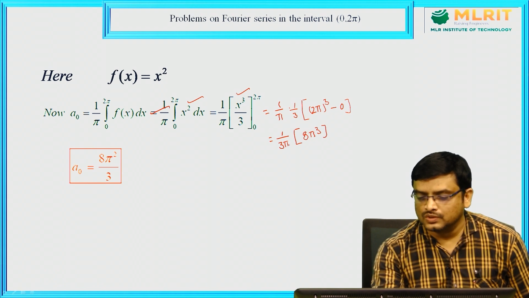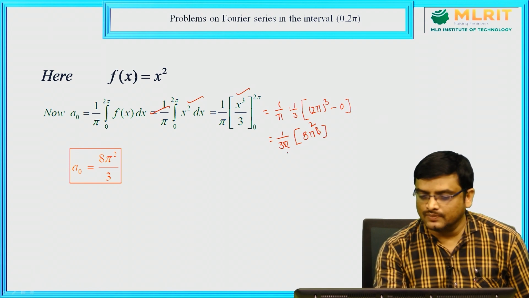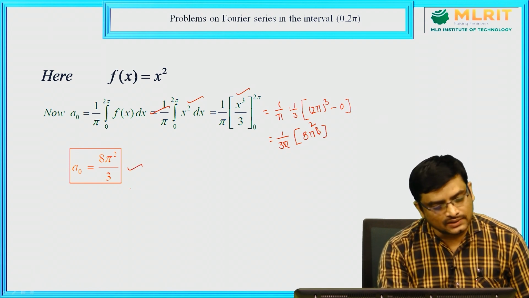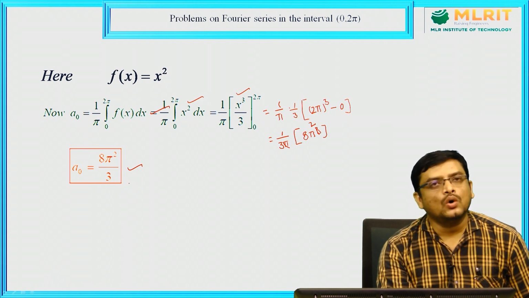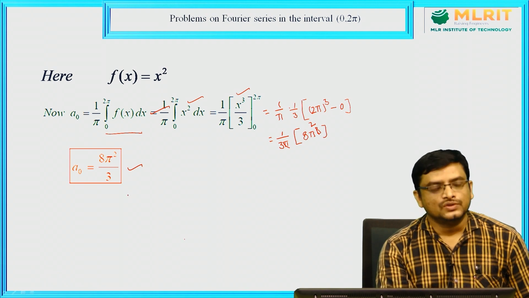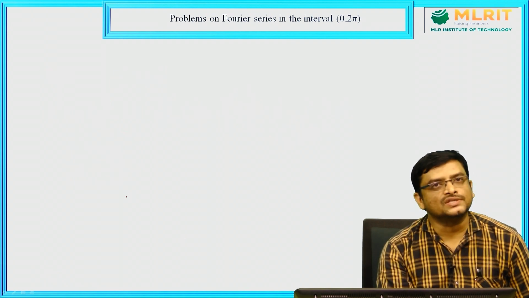So 1 pi gets cancelled here, you will get pi square. So the remaining one is a naught is equal to 8 pi squared by 3. So this is the way how we can find out the value of a naught by using this standard formula. So now we will go for the next coefficient, that is an.